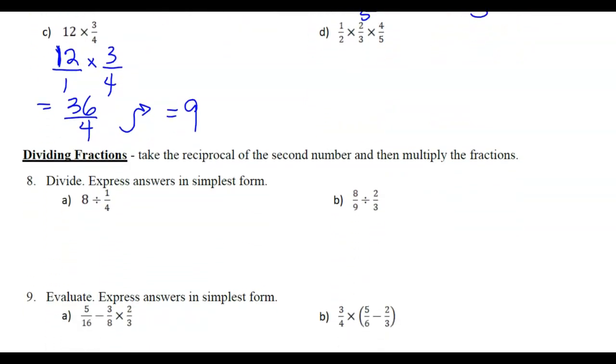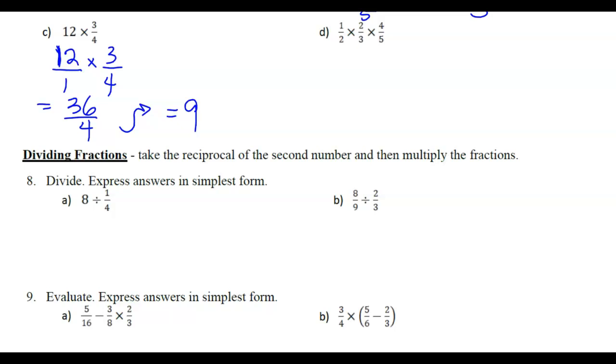Okay, so always think what makes sense. I'm taking 3/4 of $12. It should be less than 12, but still be a decent amount, right? 3/4 of it. So 9 makes sense. And then dividing fractions, that's one step more than multiplying.